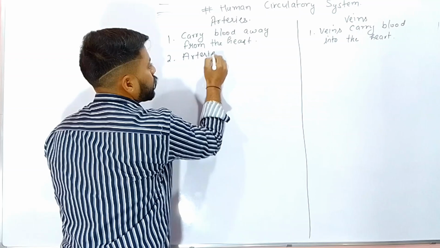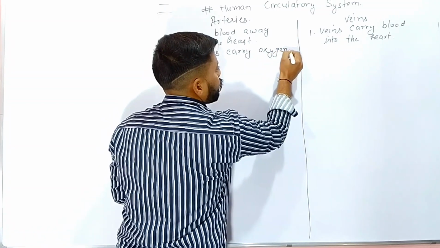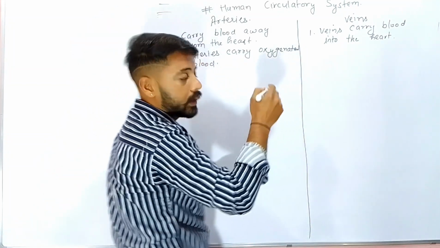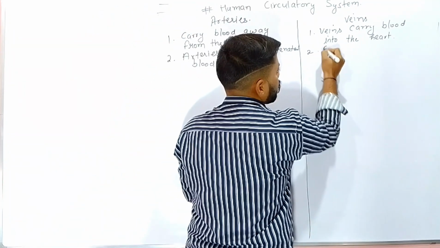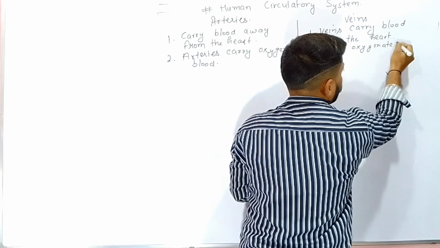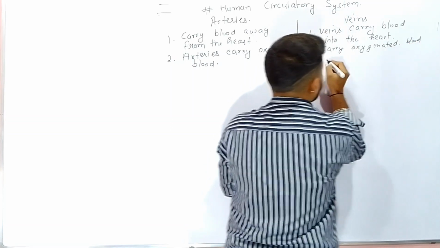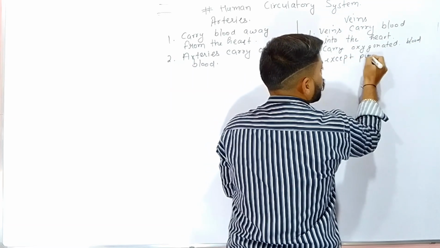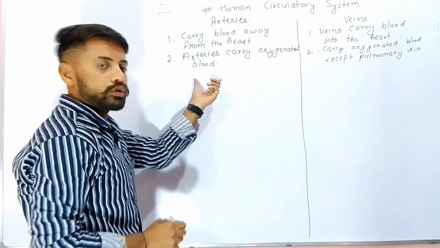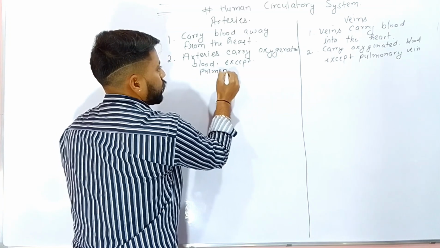whereas veins carry deoxygenated blood. There is also an exception, except pulmonary vein, and in case of artery there is also one exception, except pulmonary artery.